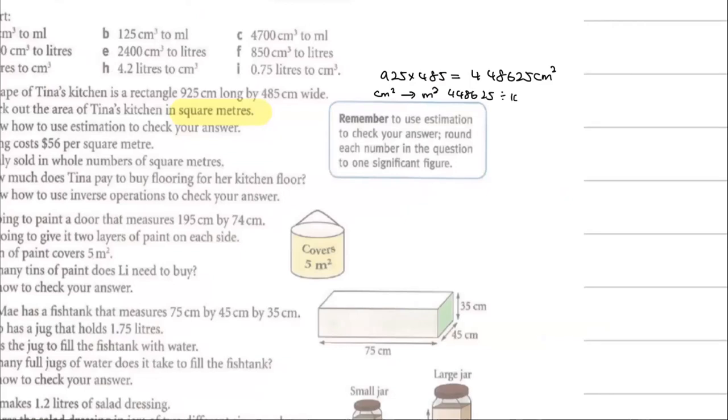448,625 divided by 100 square. 1, 2, 3, 4, 5, 4 only. 1, 2, 3, 4. 44.8625.